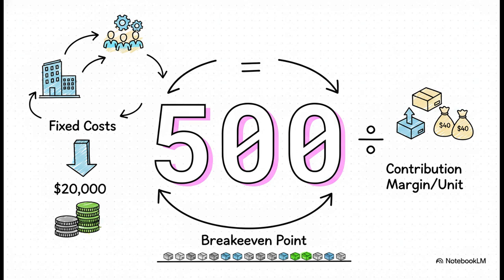Now let's say our total fixed costs for the month, our rent, our salaries, all that stuff, come out to $20,000. We take that $20,000, we divide it by our $40 contribution margin per unit, and we get 500 units. That's it. That's our break-even point. We have to sell exactly 500 units to make zero profit and zero loss.